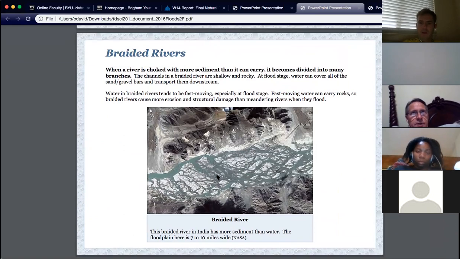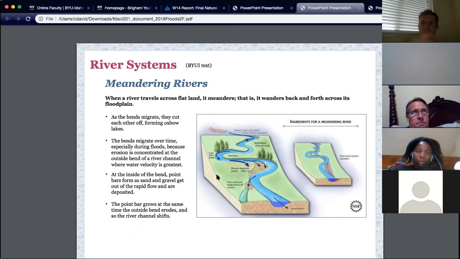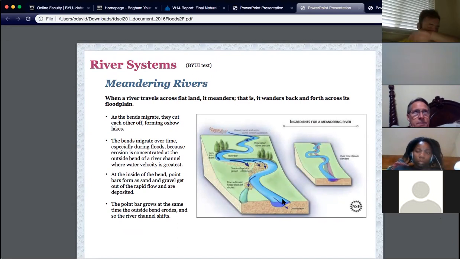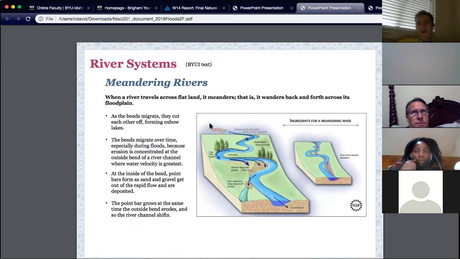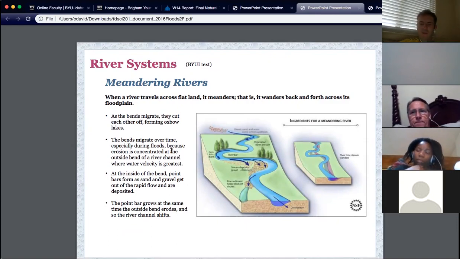Okay, so we'll start off with meandering rivers, and these are those big rivers that just kind of snake their way across, right? This figure right here is a great image of a meandering river, just kind of snaking its way down across a big channel, snaking its way down across the valley or wherever it is. So they have these big bends in them, and the river is actually migrating over time.